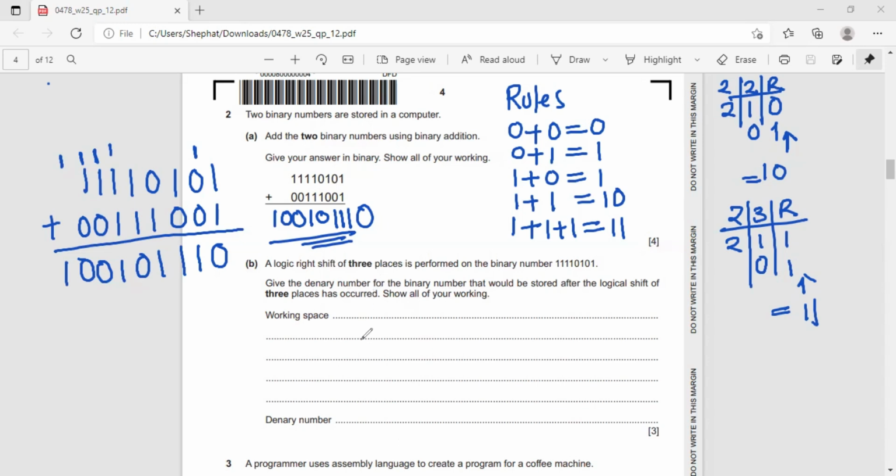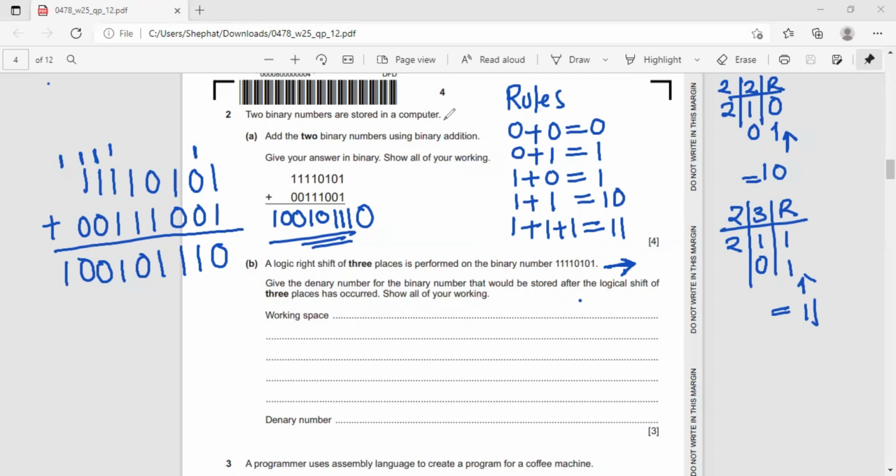Now, a logical right shift means we move all bits 3 places to the right. So these bits, we move them to the right, this side. We are moving them to the right. Okay, and then we fill the left side, this side, with the zeros. And then the bits that move past the right end are lost.